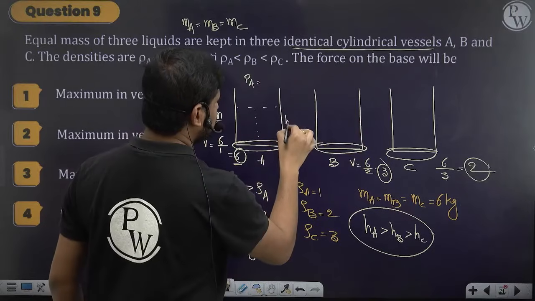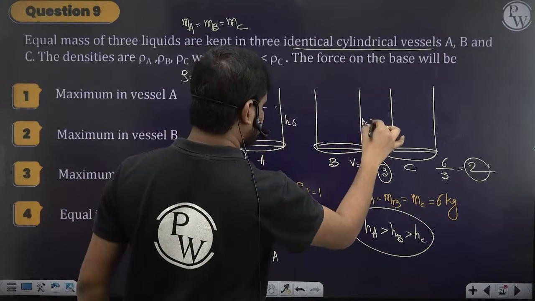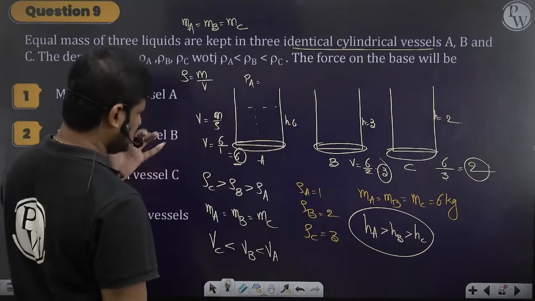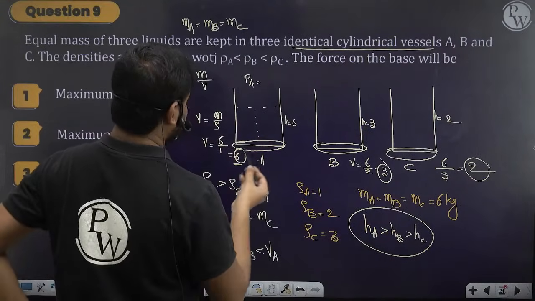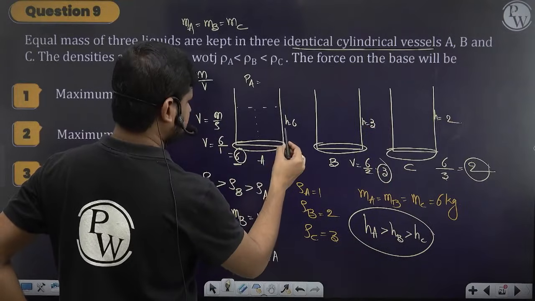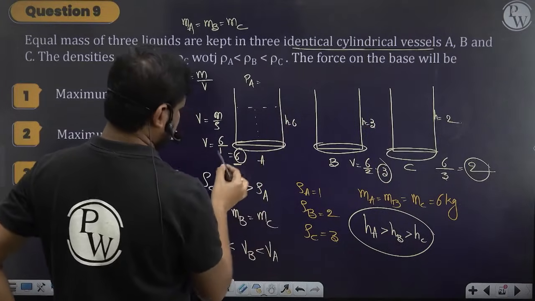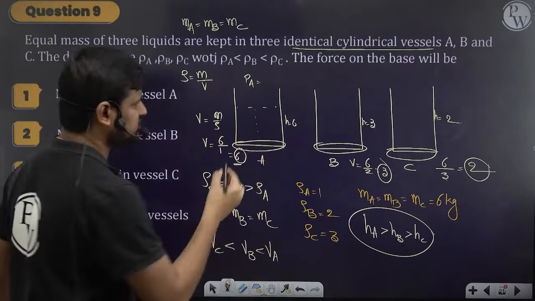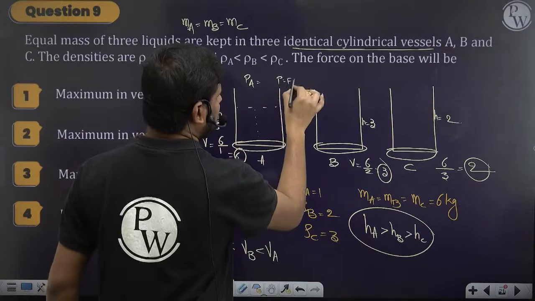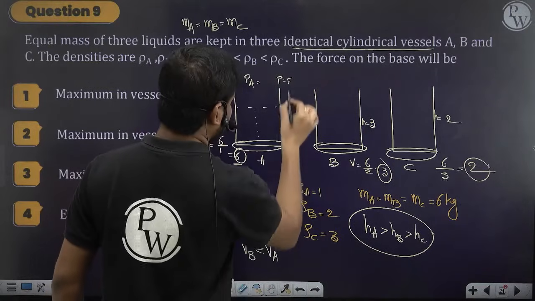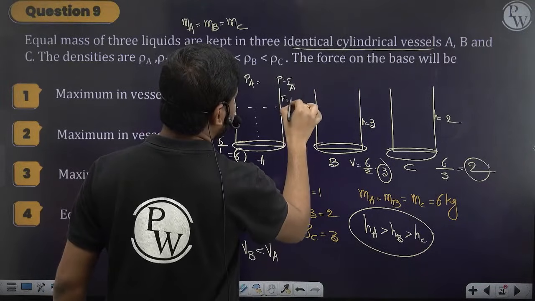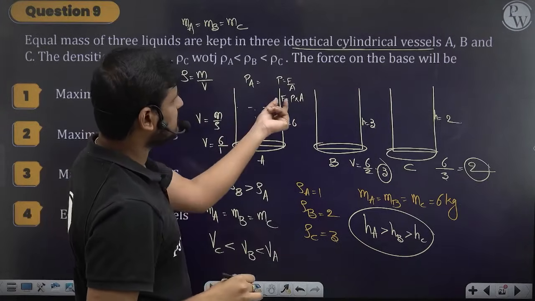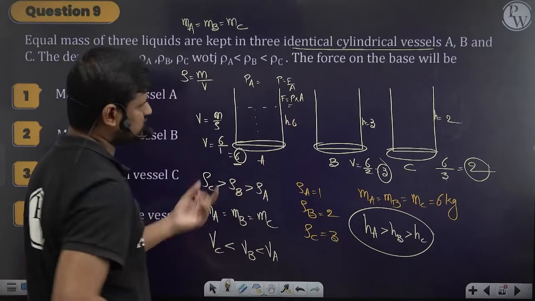So here height is equal to 6 we are getting, here height is equal to 3 we are getting, and here height is equal to 2 we are getting, right? So the height h, so I can write here rho gh. Pressure is equal to force upon area, and then force is equal to pressure into area. So what is the pressure? It is nothing but rho gh.